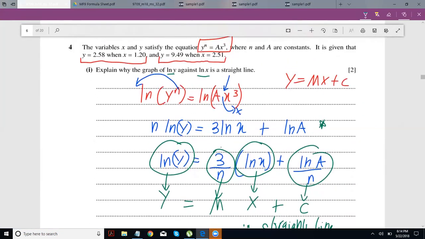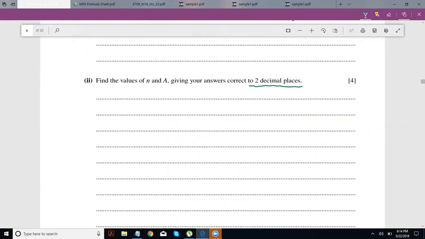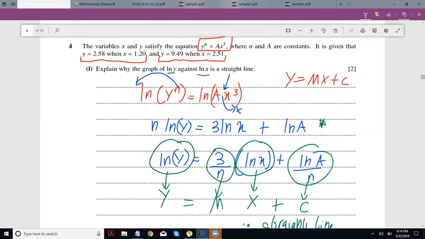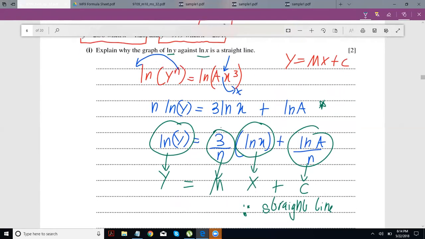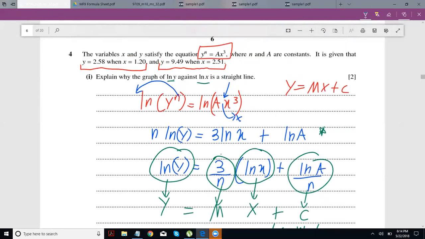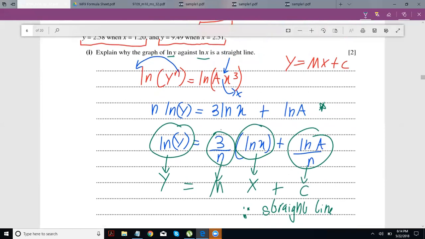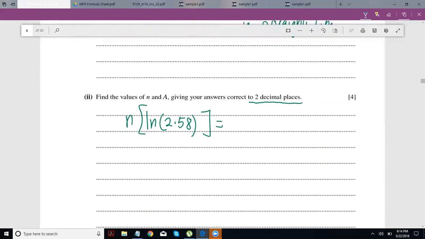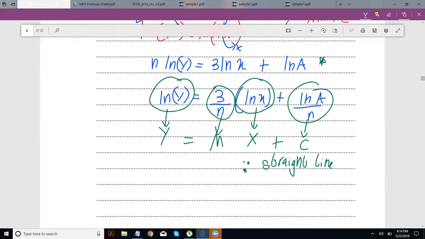So y is 2.58 when x is 1.2. So n ln, again, don't make the mistake of replacing ln y with y. That's not what's going to happen. You have to put y inside ln. So this is 2.58, right? When y is 2.58, when x is 1.2, which now you can input that. You have 3 ln x, where x is 1.2, plus ln a.